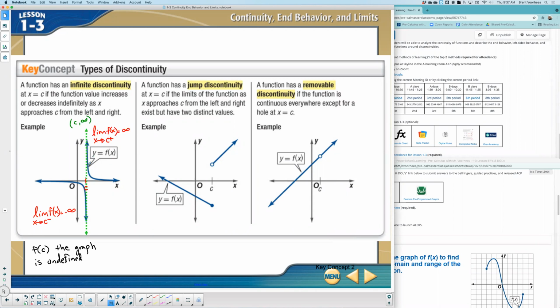The plus just means it's on the right side of C. It's on the right side. And this one, what does not exist is the point C, comma, negative infinity. That's what does not exist, but what can exist is the limit.